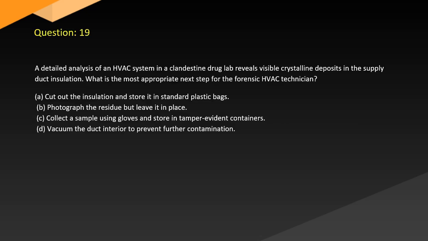Question 19. A detailed analysis of an HVAC system in a clandestine drug lab reveals visible crystalline deposits in the supply duct insulation. What is the most appropriate next step for the forensic HVAC technician? A. Cut out the insulation and store it in standard plastic bags. B. Photograph the residue but leave it in place. C. Collect a sample using gloves and store in tamper-evident containers. D. Vacuum the duct interior to prevent further contamination.